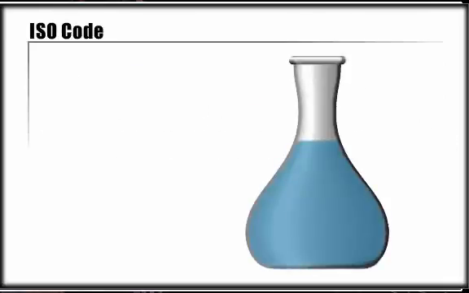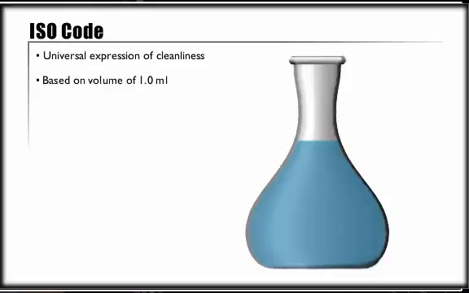To specify the cleanliness level of a given volume of fluid, we refer to what is known as an ISO code or ISO solid contamination code. This code, which applies to all types of fluid, provides a universal expression of relative cleanliness between suppliers and users of hydraulic fluid. Based on a milliliter of fluid, a particle count is analyzed using specific sizes of particles: 4 micron, 6 micron, and 14 micron.